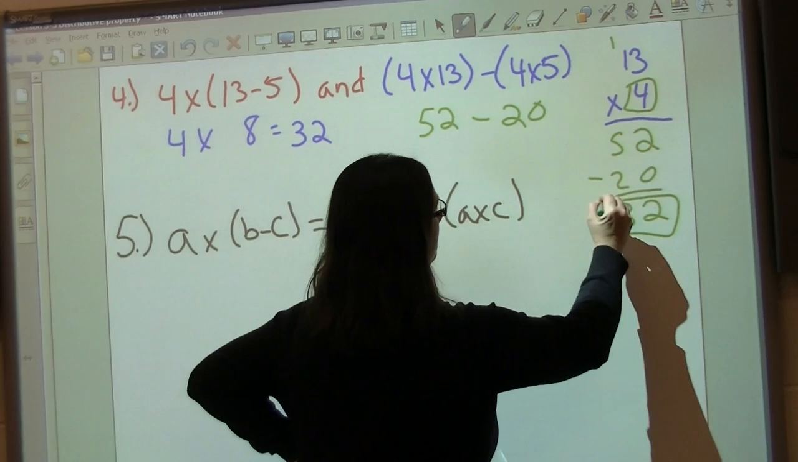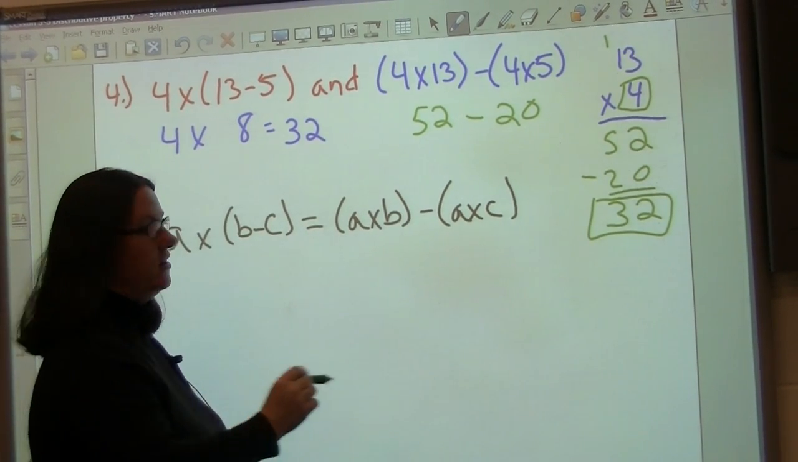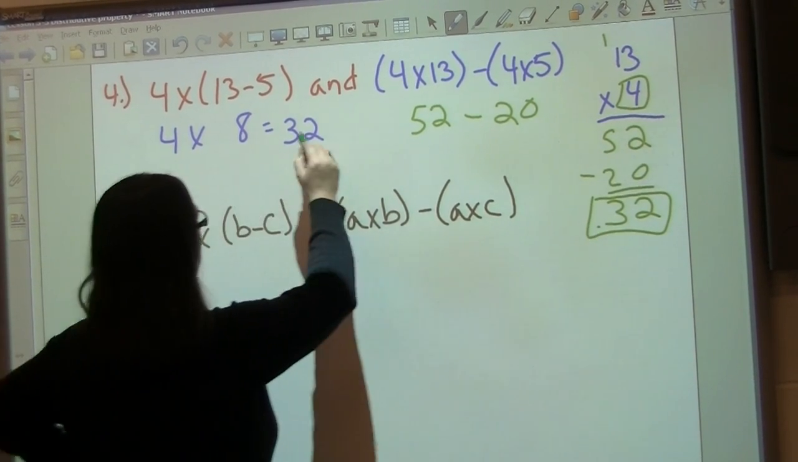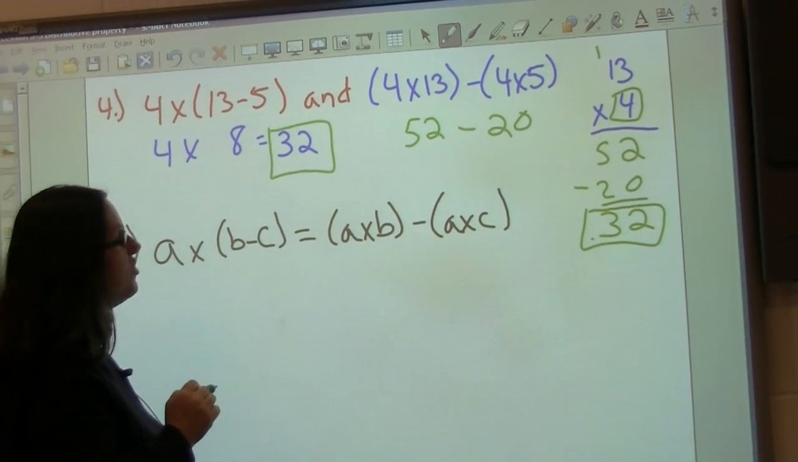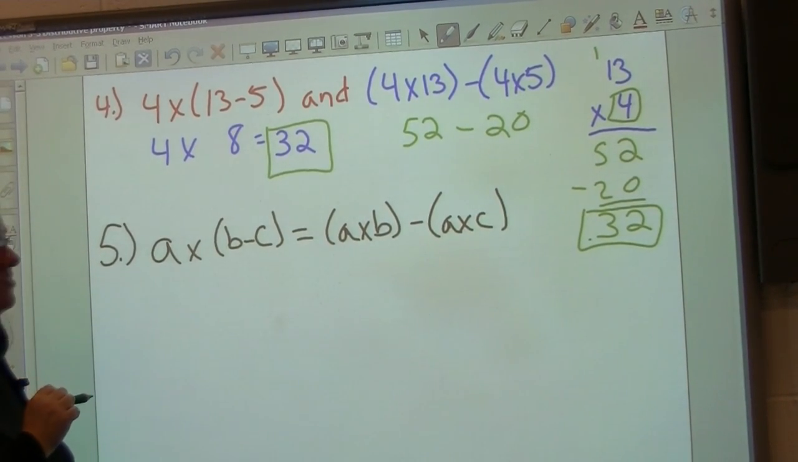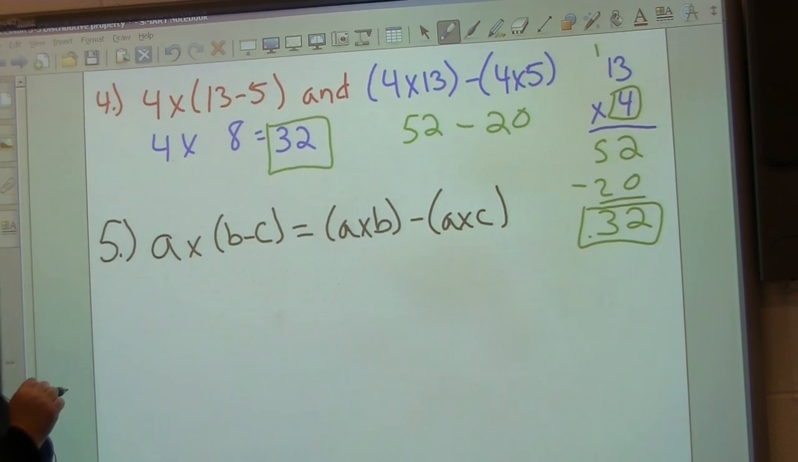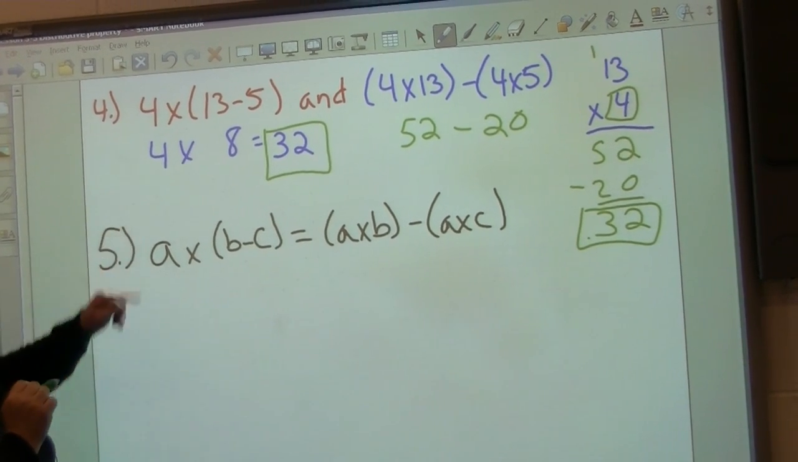And what do we see here? Our end answer is what? 32. What is our end answer over here? 32. So are they equal? Are they the same number? Do they name the same thing? Yes. Good job. All right, if you have any questions, stick it next to number 4.